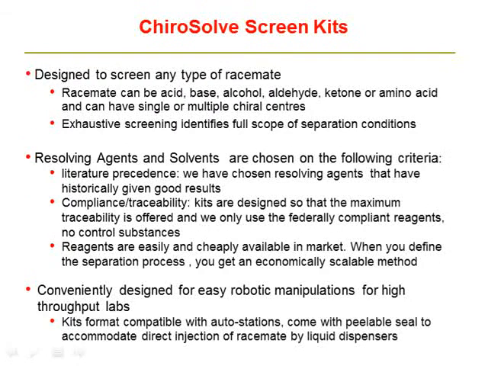Screen kit features. They're designed to screen any type of racemate. Racemate can be acid, base, alcohol, aldehyde, ketone, or amino acid and can have single or multiple chiral centers. Exhaustive screening provides most separation conditions and quick results. Resolving agents and solvents are chosen with literature precedence. We have selected resolving agents that have historically given good results.